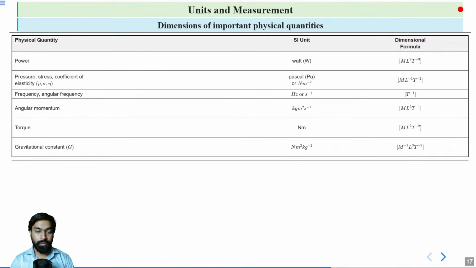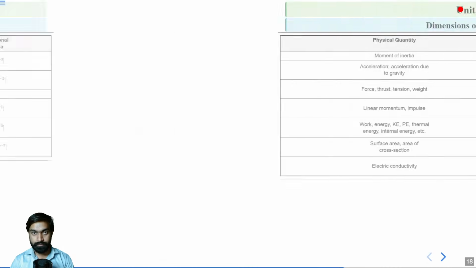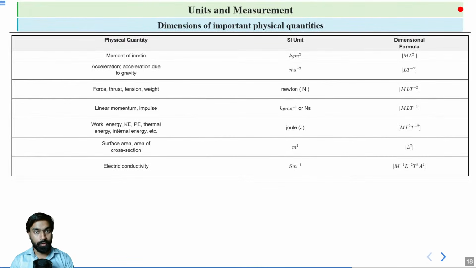And these are some physical quantities, their SI units and dimension formula. Power, pressure, stress, coefficient of elasticity, frequency, angular momentum, torque and gravitational constant. Next is moment of inertia, acceleration, force, linear momentum, work, energy, kinetic energy, potential energy, surface area. All right. So you need to remember these dimension formulas. So note down and take a screenshot.